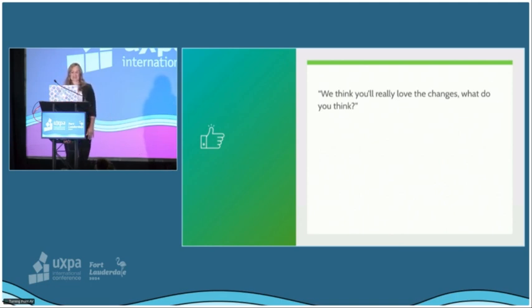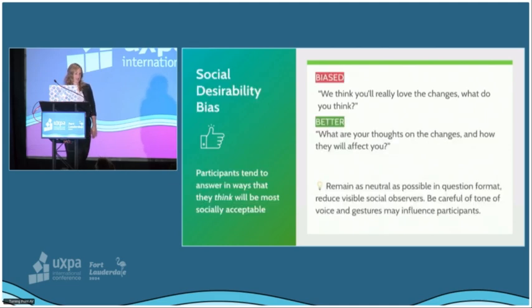So this example is technically a researcher biasing a positive response through social desirability bias. At this point, you want to please them. I think you're really gonna love it. Do you want to be like, no, it sucks? You're more likely to be like, it's okay. It's nice. You want to be as neutral as possible. Participants tend to answer in ways that they think will be most socially acceptable.